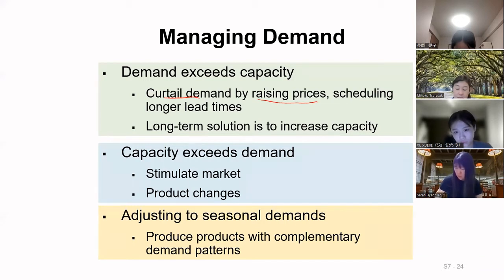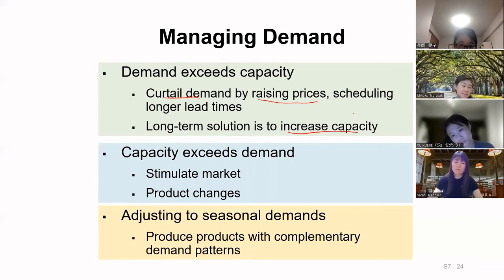Scheduling longer lead times, that means the delivery dates, the promised dates, are going to be longer. Like today, because of the shortage of parts, car salesmen are promising later dates. They cannot promise, for example, 1 month. No, not 1 month, 2 months to deliver your order. Okay, so if demand exceeds capacity, you can try to do that. Or as a long-term solution, if demand exceeds capacity, increase capacity. Like what I mentioned earlier, right? You must actually increase the capacity.